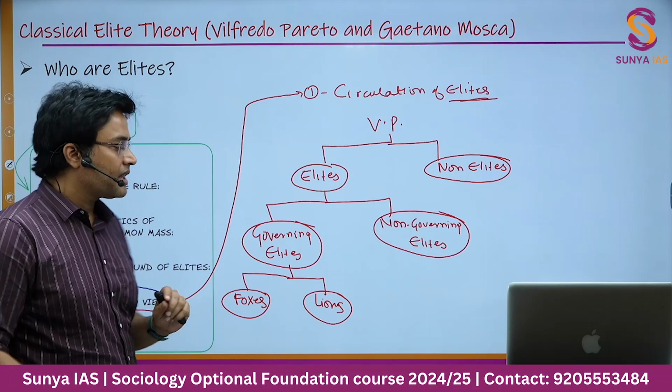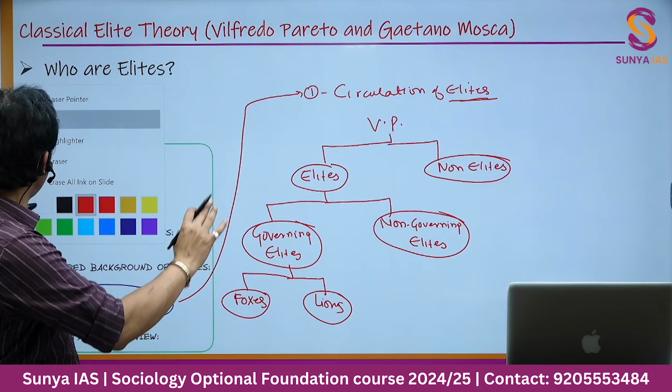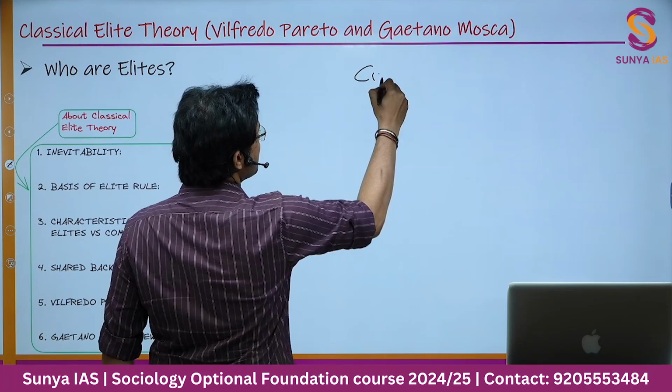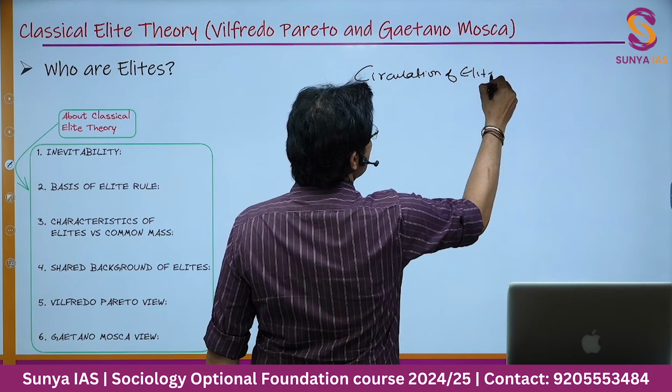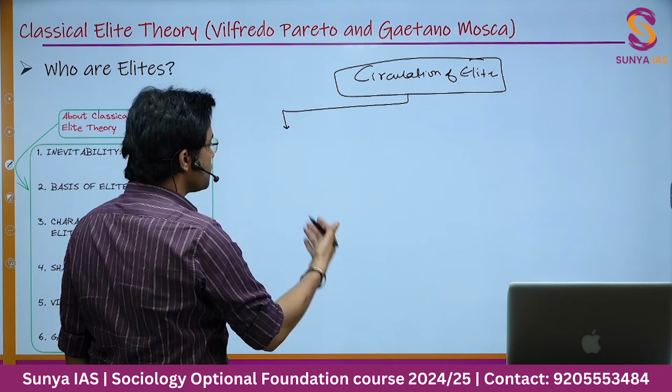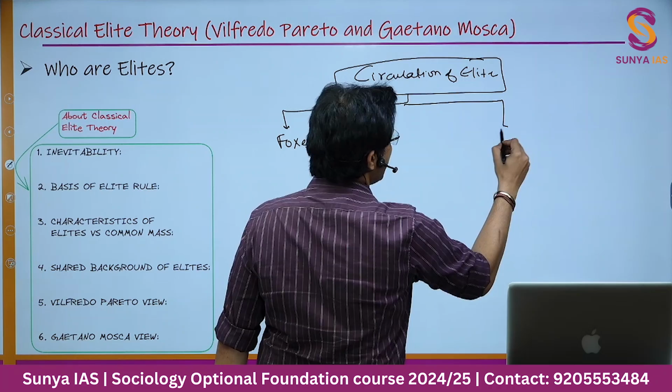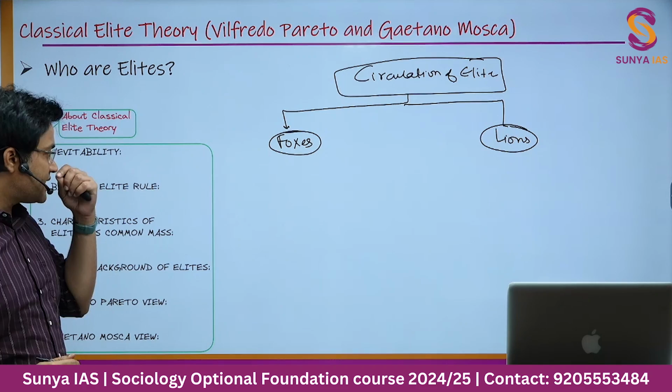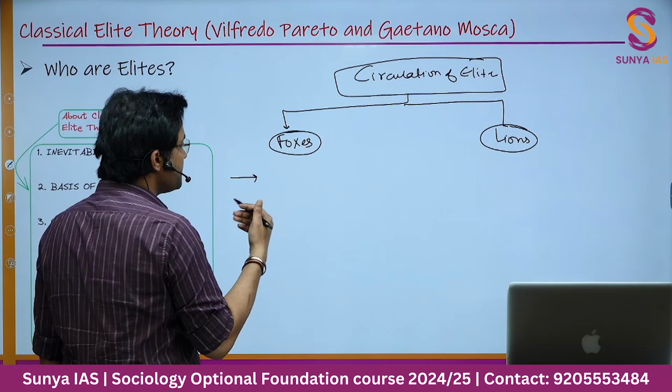Now here I'll remove everything. So under circulation of elite, we have two, just like I've shown you in the flow chart. Here we have foxes and we have lions. Now foxes are the people who have very special personal qualities, like they are very good at manipulation.